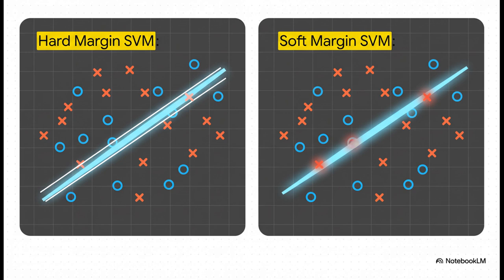But the soft margin SVM is much more pragmatic. It actually allows some points to be on the wrong side of the line, but it makes them pay a price. We introduce this penalty parameter, this C you see here, which basically controls that trade-off. A really high C means we're penalizing mistakes heavily, pushing the model to be stricter. A low C is more forgiving. It allows for a wider road, even if it means a few points end up on the wrong side. It's like a dial for tuning between being a perfectionist and being pragmatic.